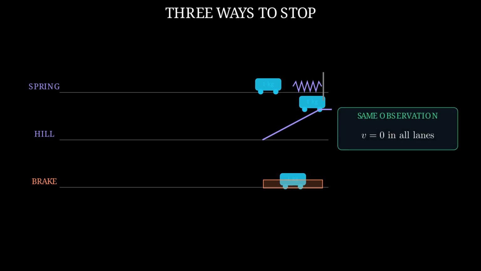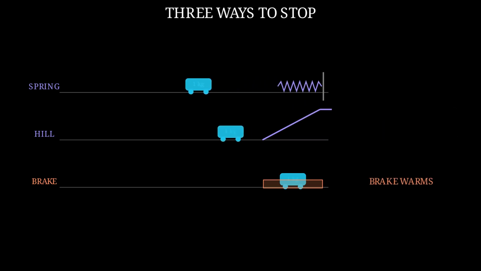For 1 instant, all 3 carts have zero speed. Then the spring expands and the hill cart rolls back. The brake cart remains stopped. The same final speed concealed 3 different physical states. What quantity keeps those histories separate? We need an account that follows a transfer from motion into configuration or into unresolved internal motion.